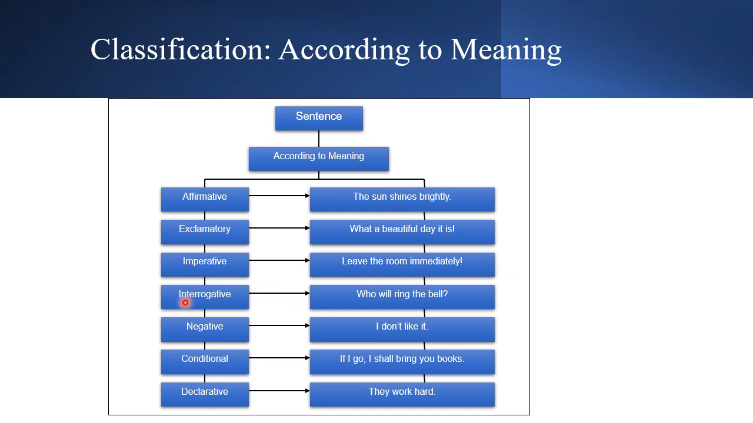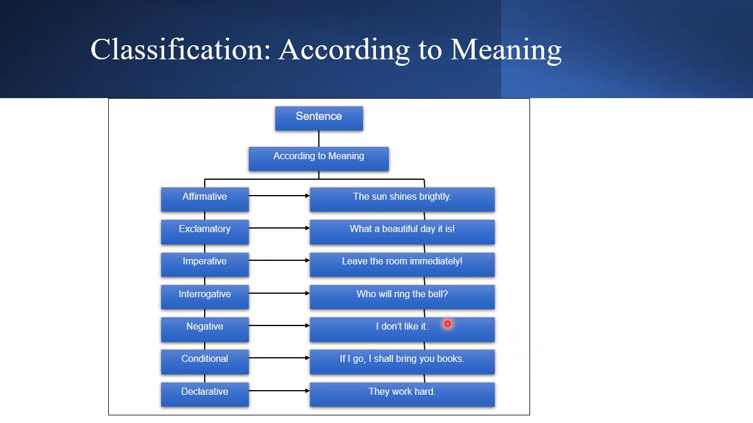Okay, the next one is interrogative, which is a question. Who will ring the bell? So whenever you ask a question, remember, all of these are known as sentences, but this is an interrogative sentence, this is an imperative sentence. Okay, negative is something which negates something, which denies something, or which tells us that something is not happening. I don't like it. Now this person does not do the act of liking, so this is a negative. So in negative sentences you will have does not, don't, or never, these types of words.